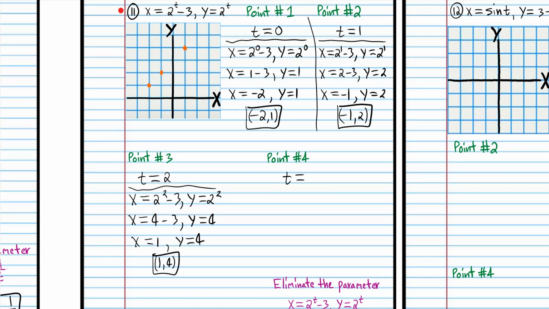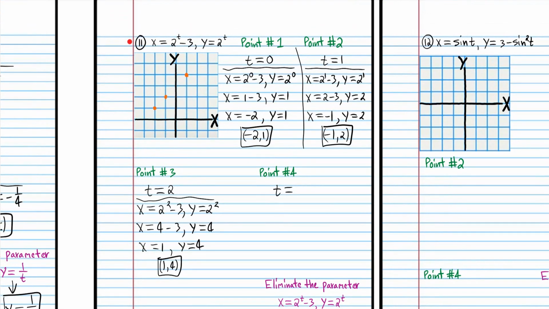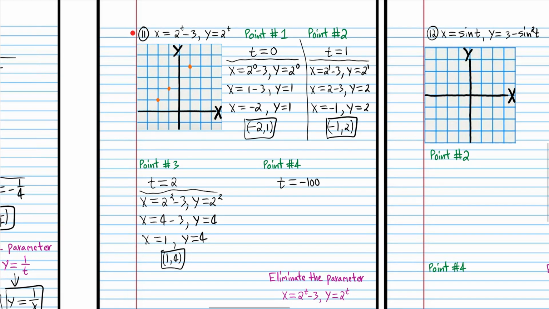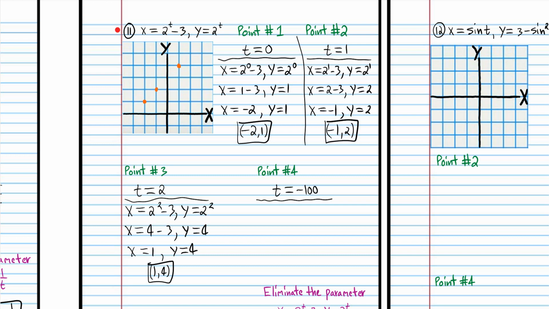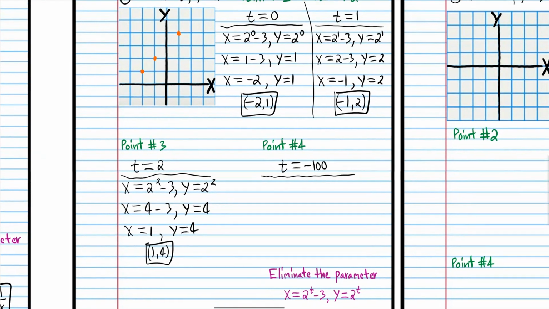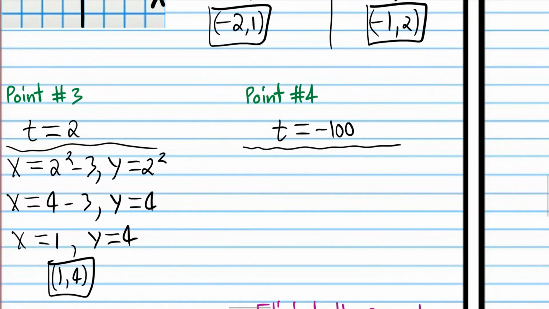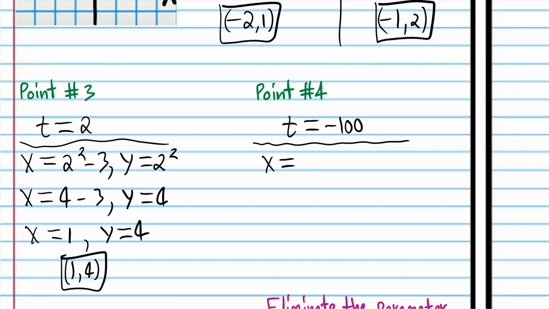So now let's choose t is equal to negative 100. Now I know what you're thinking. Why in the world are we choosing negative 100? Well, you're going to see as we do this. So x would then be equal to 2 to the negative 100 power minus 3. Y would be equal to 2 to the negative 100 power.